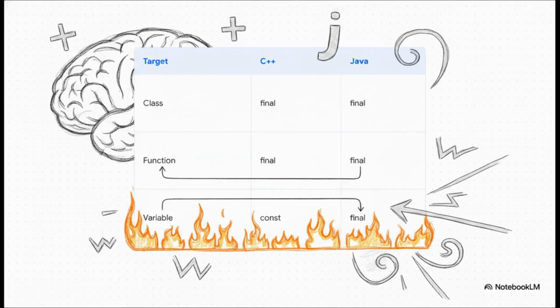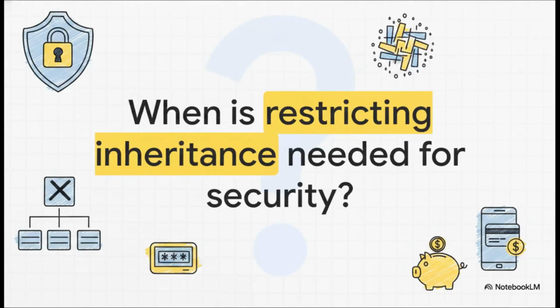To wrap up today's lecture, I want to leave you with a quick question to really test your architectural thinking. Can you think of a real-world software scenario where restricting a class from being inherited is absolutely crucial for security? Think about things like banking apps, cryptography systems, or maybe password managers. Why would a developer physically lock down a core class in those specific systems?